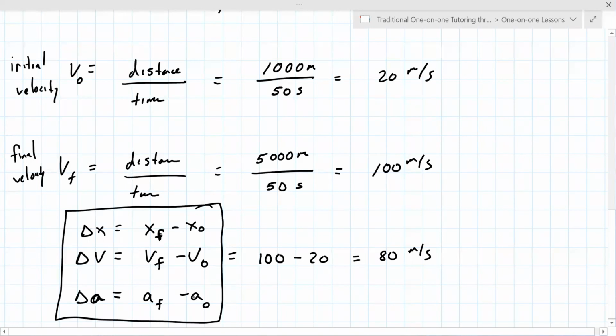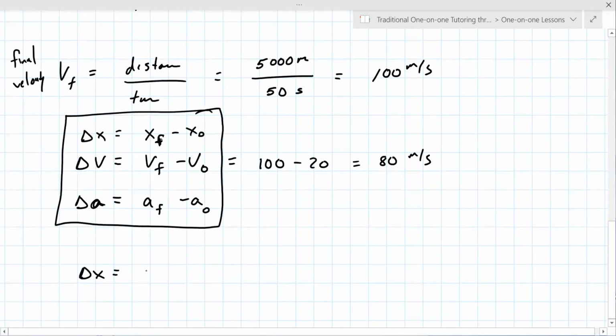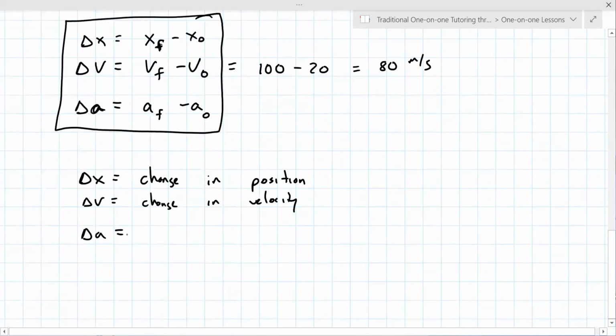Change in delta x means what? It means change in position. Delta x equals change in position, and delta v, change in velocity, yes, and the change in acceleration. Right. Okay.